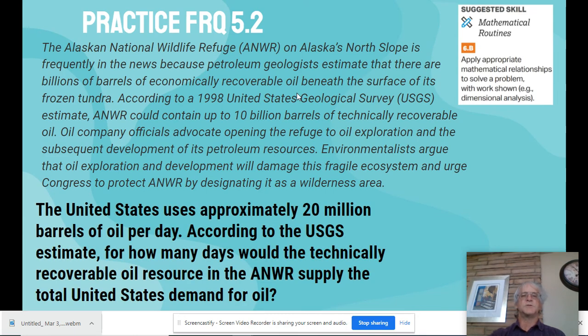The United States uses approximately 20 million barrels of oil per day. According to the USGS estimate, for how many days would the technically recoverable oil in ANWR supply the total U.S. demand for oil?